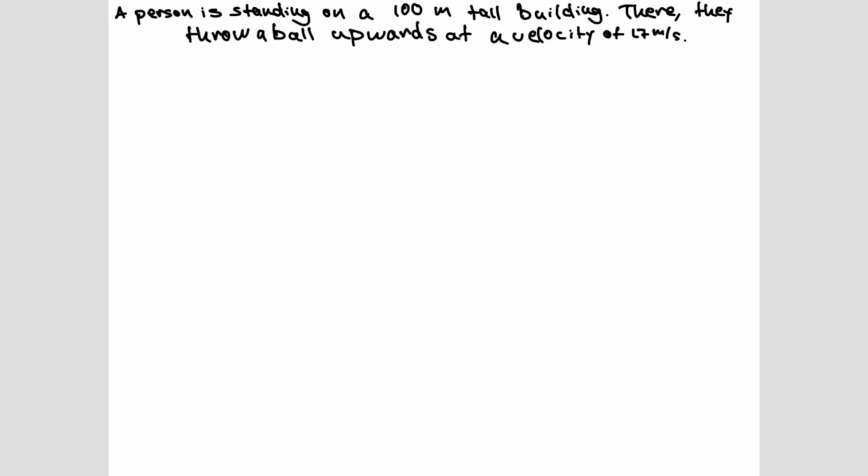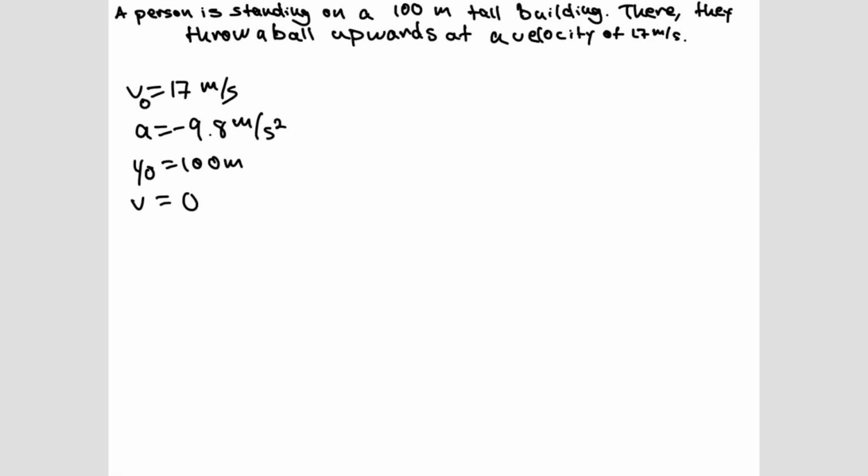All right, let's assume that you have given that a shot. For this one, again, we're going to start by writing down our variables. Initial velocity, 17 meters per second. Acceleration, negative 9.8 meters per second squared. Initial height is equal to 100 meters. Our final velocity, which is the velocity at maximum height, is of course going to be 0 meters per second, and we need to find time.